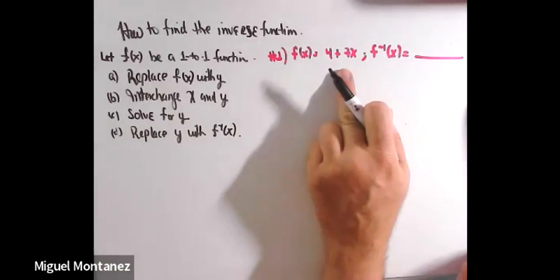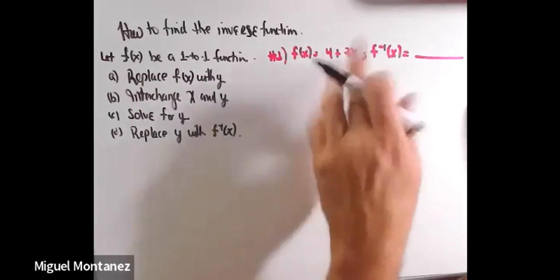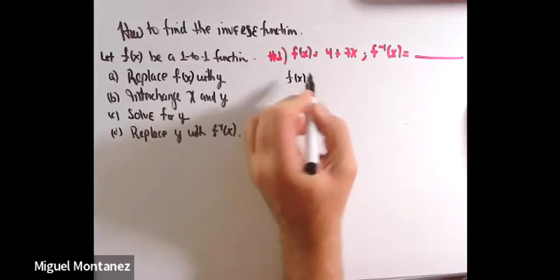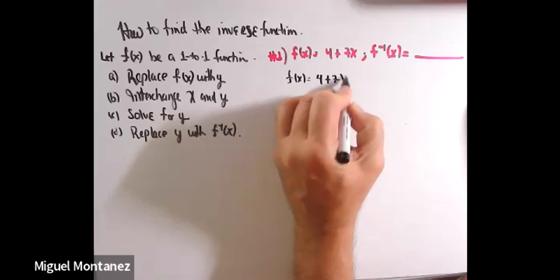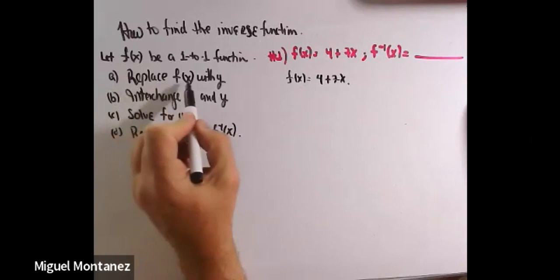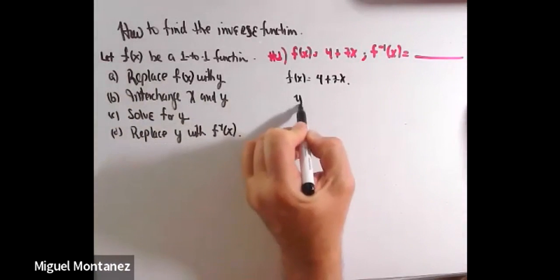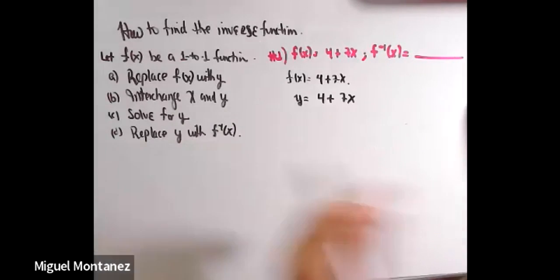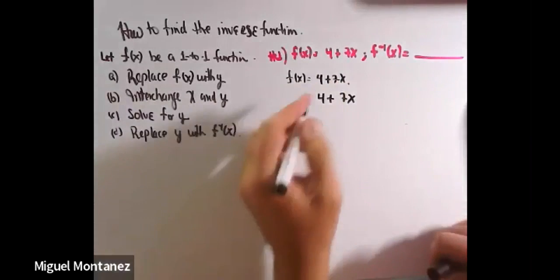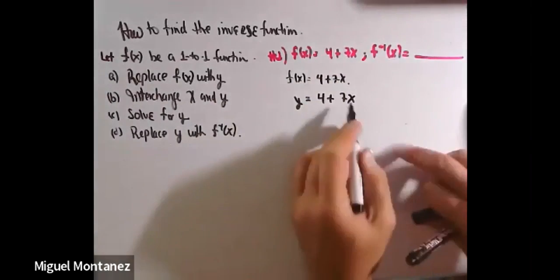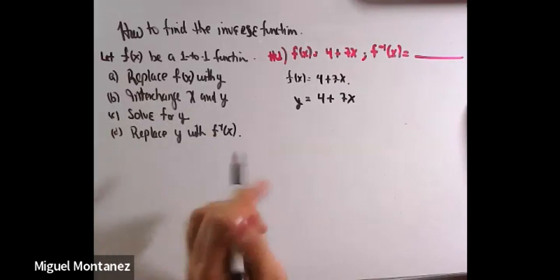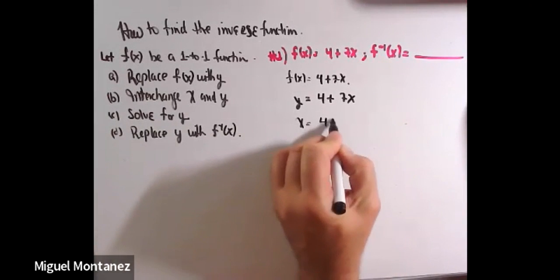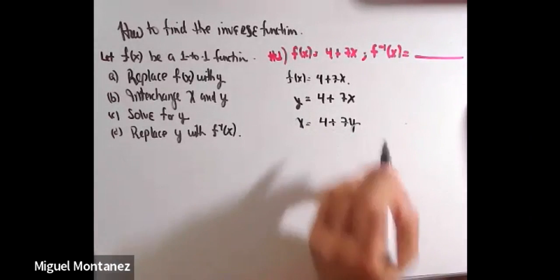So let's start with the first example. It's a linear function. This is one-to-one. f of x equals 4 plus 7x. Step 1, replace f of x with y. So y equals 4 plus 7x. Interchange x and y. Wherever we find the y, we write the x, and where we find the x, we write the y.